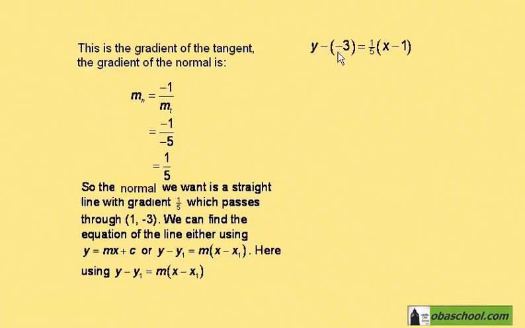So y take away -3 is equal to 1/5 (x minus 1), giving us 5 times (y plus 3) is equal to x minus 1. 5y plus 15 is x minus 1. So 5y take x plus 16 is equal to 0.